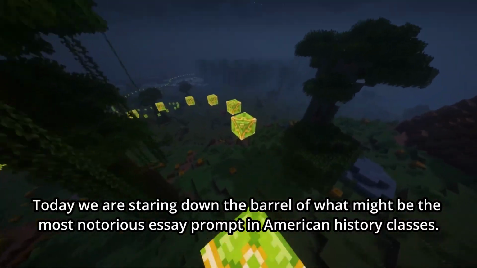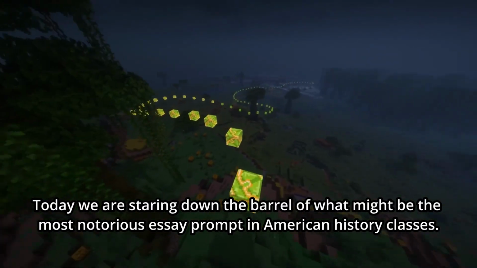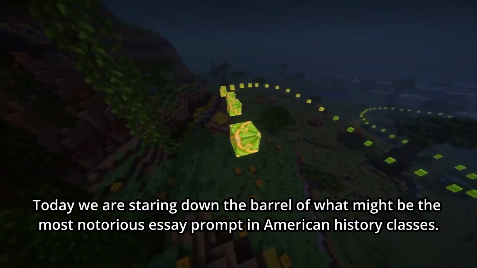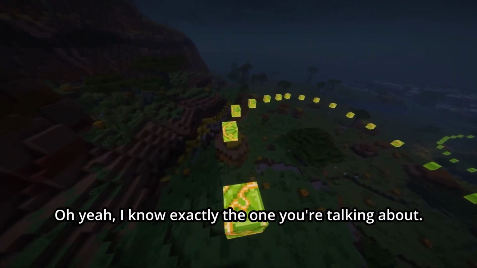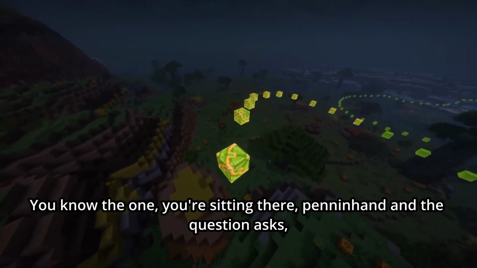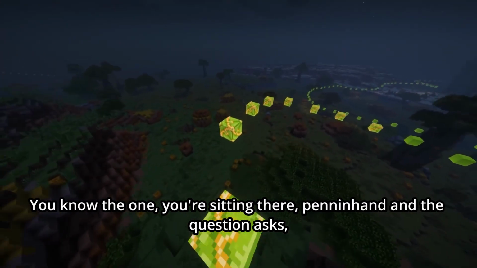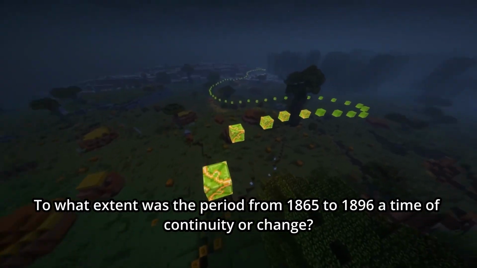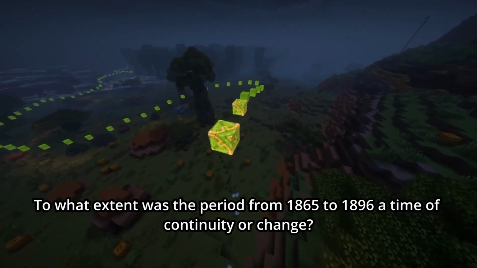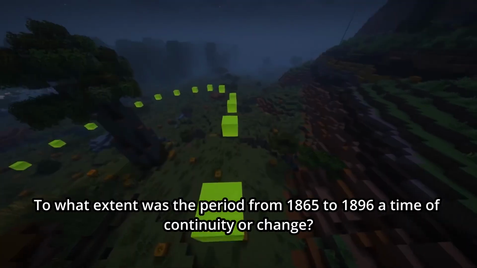Today, we are staring down the barrel of what might be the most notorious essay prompt in American history classes. Oh yeah, I know exactly the one you're talking about. You know the one. You're sitting there, pen in hand, and the question asks, to what extent was the period from 1865 to 1896 a time of continuity or change?